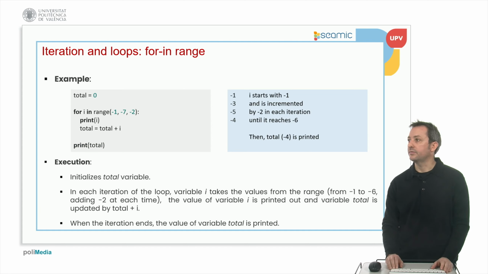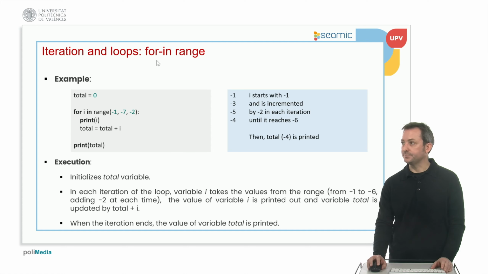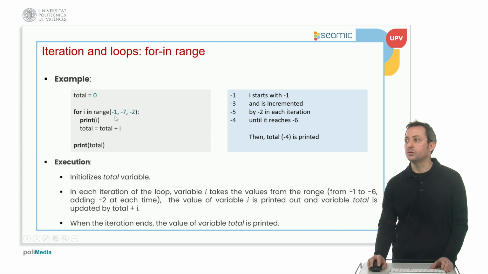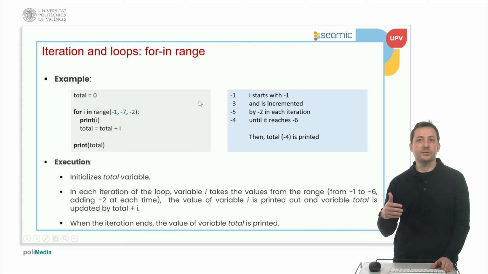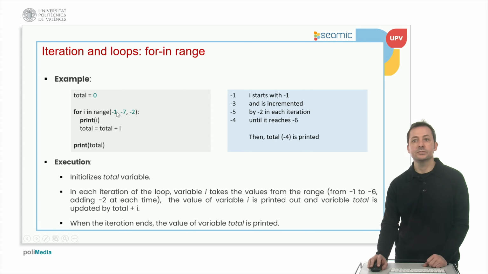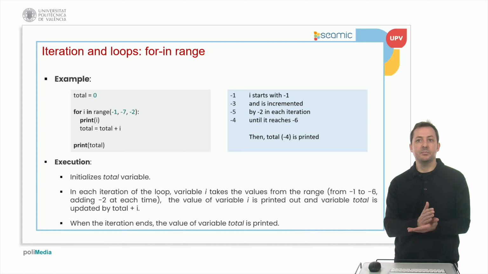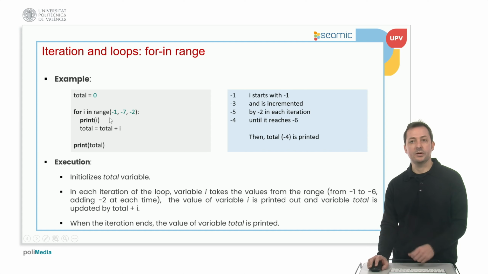So here you have another example in which the range, apart from having the initial and the final value, has a third parameter that is called the step. So each value of i, each iteration, is increased by this step. By default, the step is 1: 1, 2, 3, and so on. But in this case, we define the step as 2. So here we'll see the values of i will be 1, 3, 5, 7, and so on.